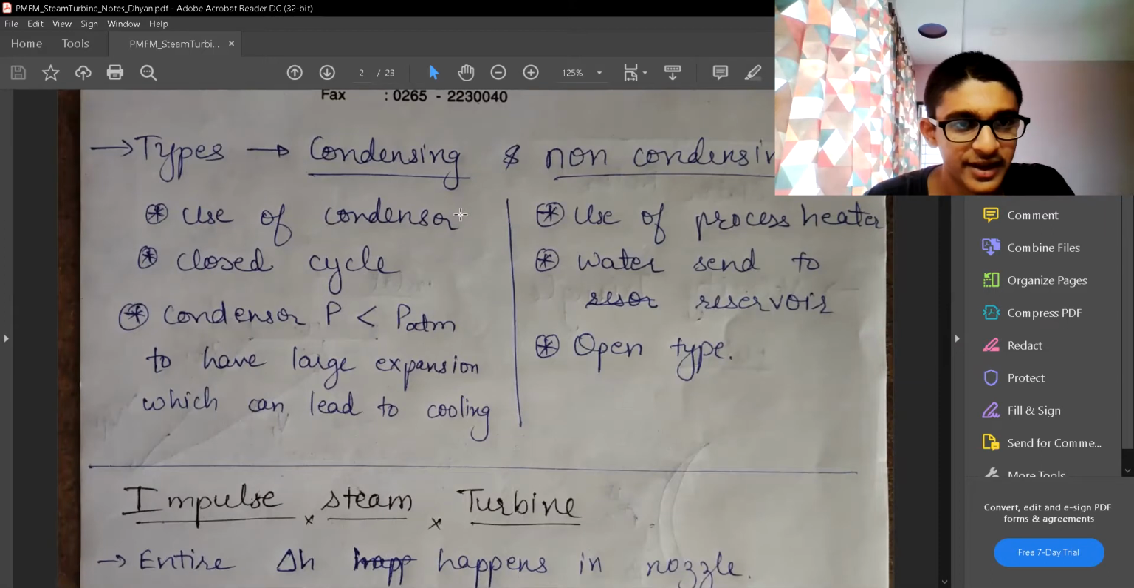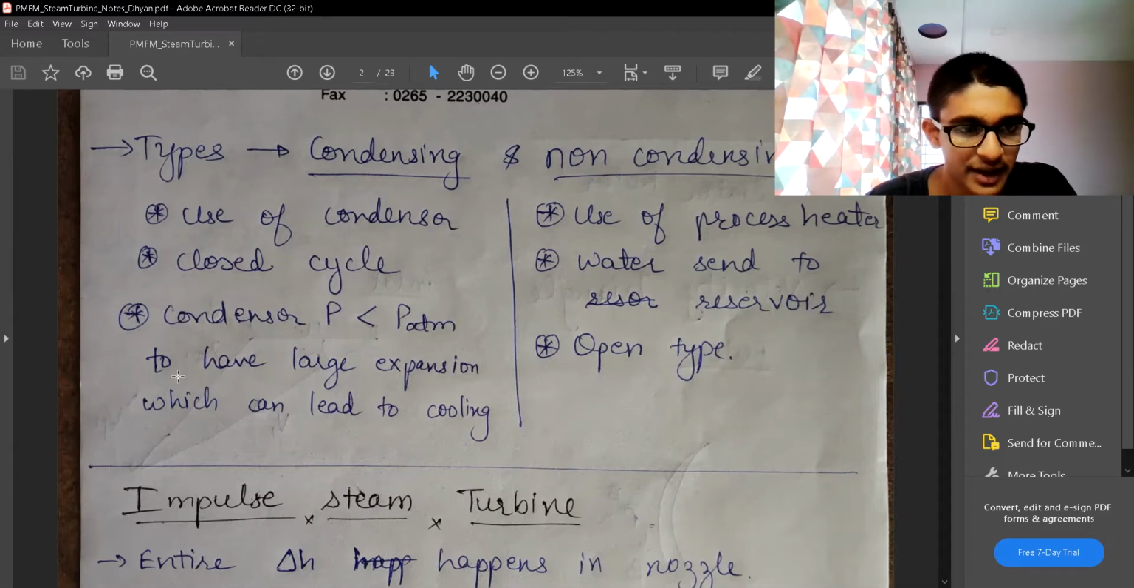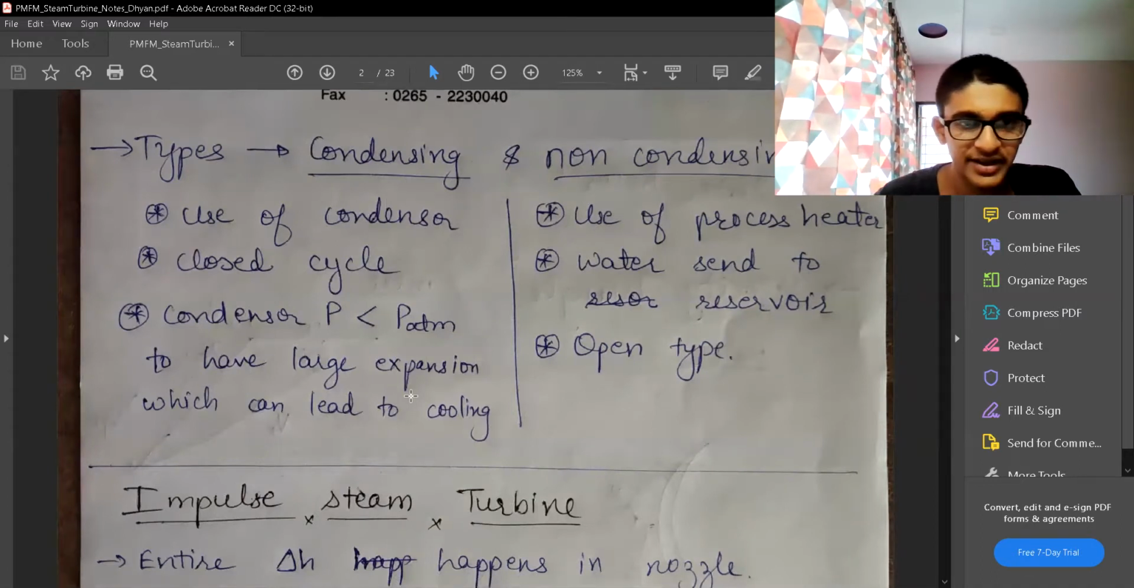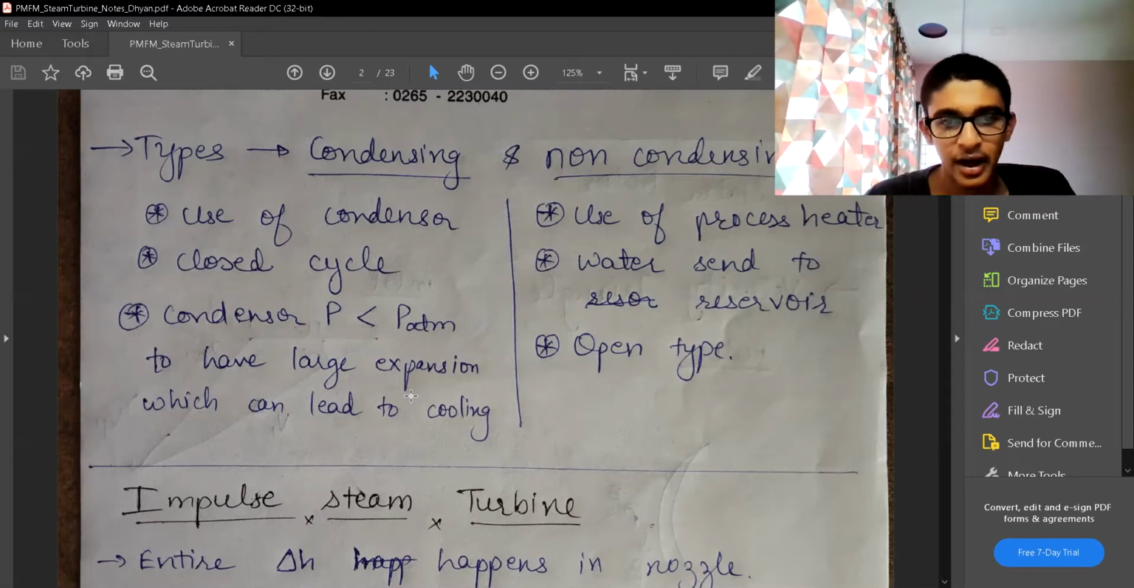So in the condensing type, we need to use the condenser. It's a closed cycle, and condenser pressure is going to be lesser than atmospheric pressure. This will allow large expansion of the working fluid, which is steam. The expansion means the pressure is reducing, and the reduction in pressure leads to a reduction in temperature. That means we are getting the steam cooled and we can reuse that steam. That means it's a closed cycle.